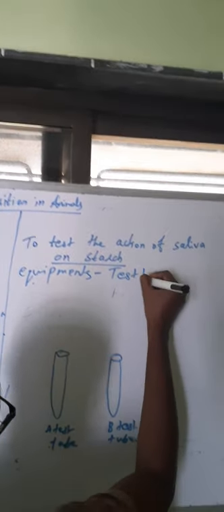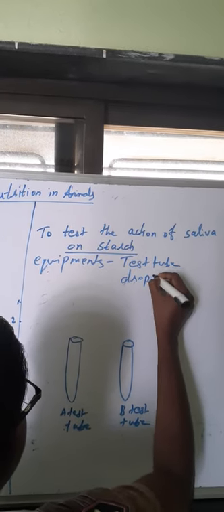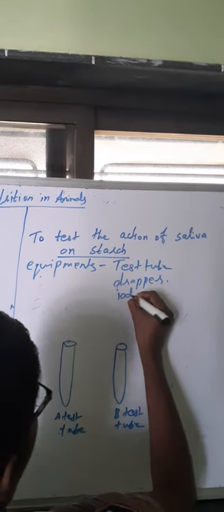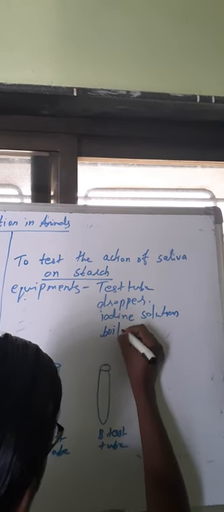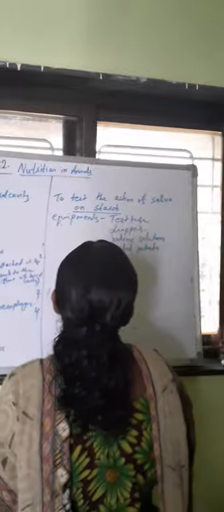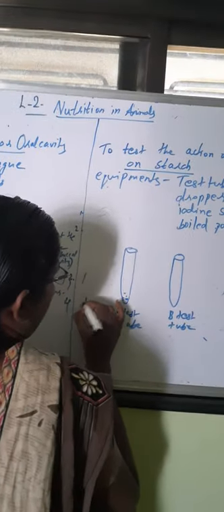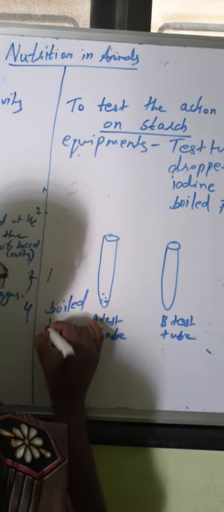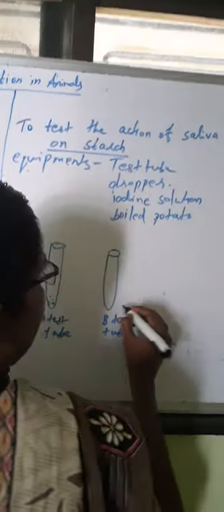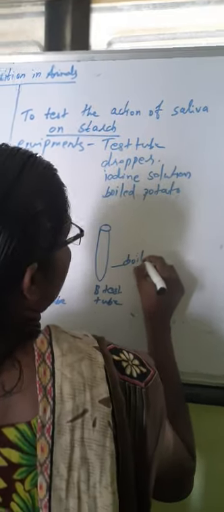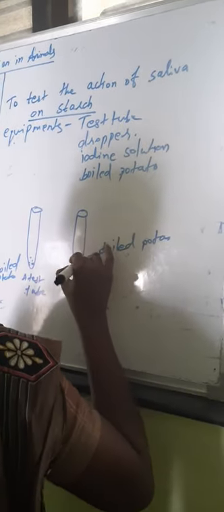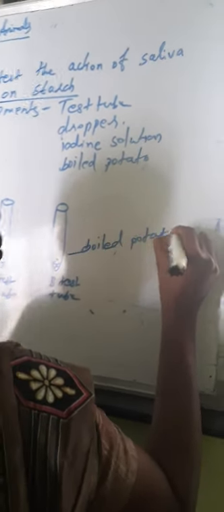Equipment: test tubes, iodine solution, boiled potato. Okay, understand? In the first test tube, put a piece of boiled potato. In the second, put a chewed boiled potato. Chewed means the boiled potato piece is taken in the mouth and chewed.